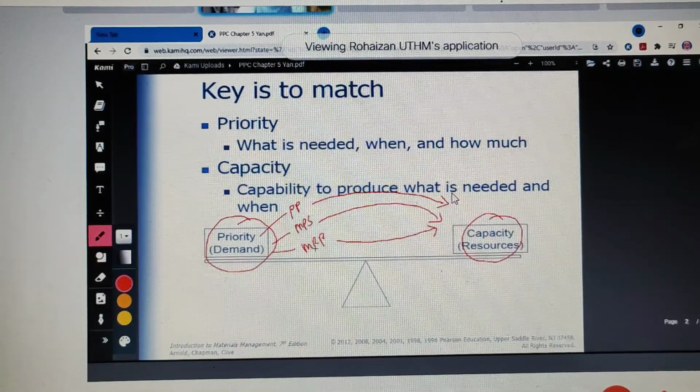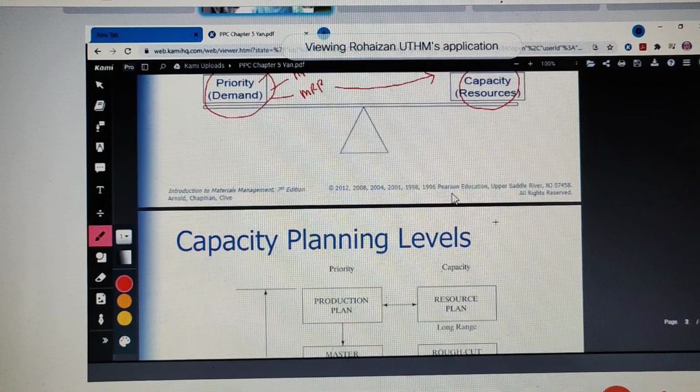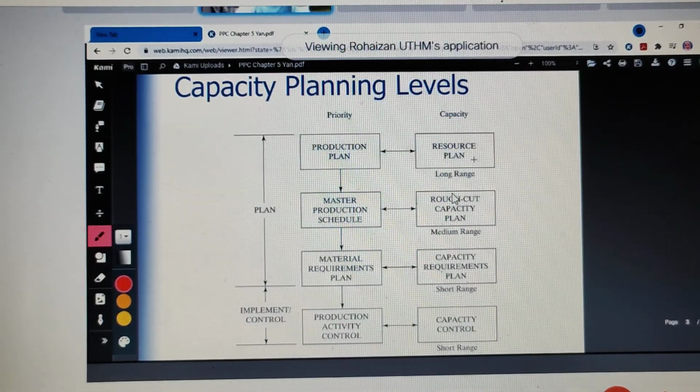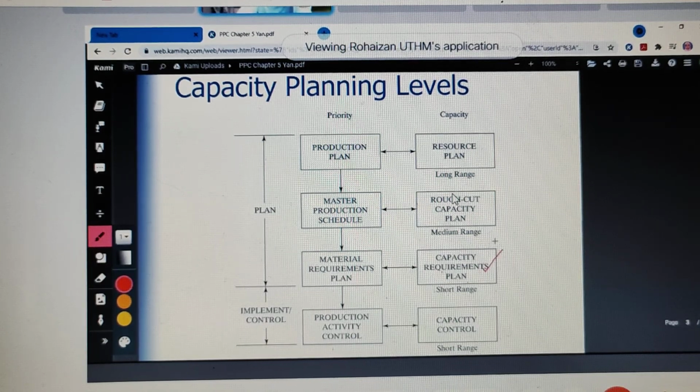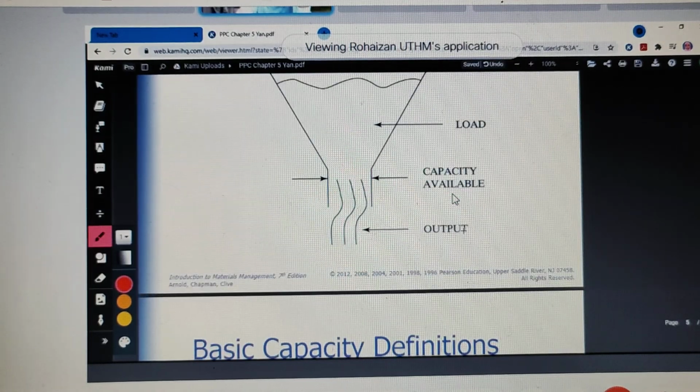But in this chapter 6, as I said, we focus more on the PPC, actually we focus only on the MRP part of the capacity resources. So what I said just now, in the production plan, the check and balance capacity is named resource plan. For the MPS it is rough cut capacity plan, and for the MRP we have capacity requirement plan. To focus on this, that one you can read. This is the important one.